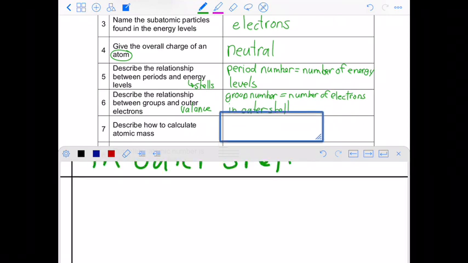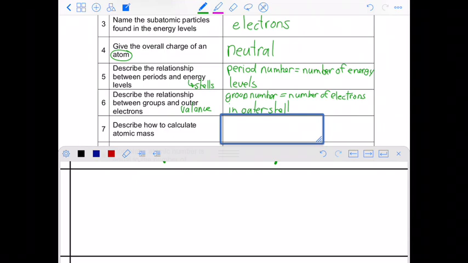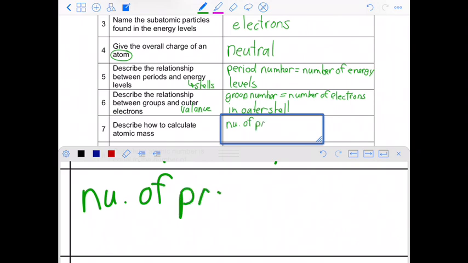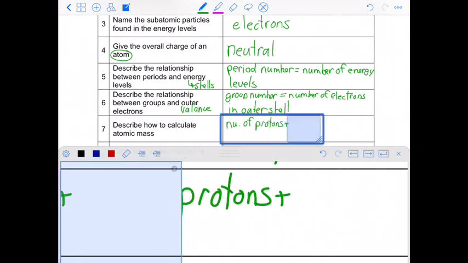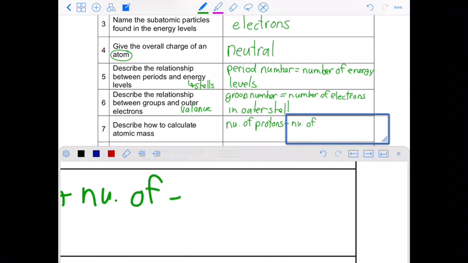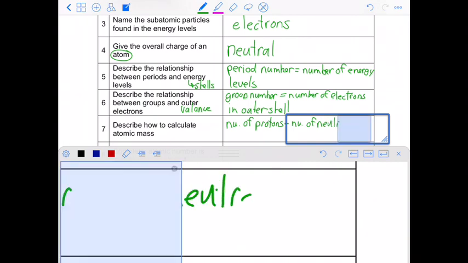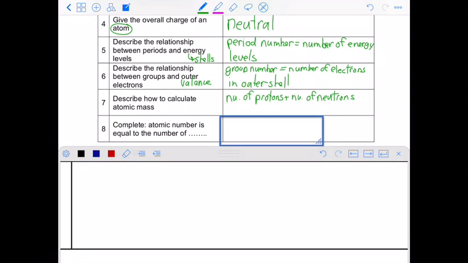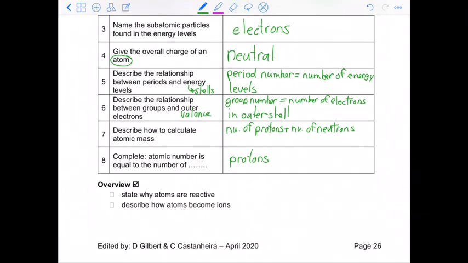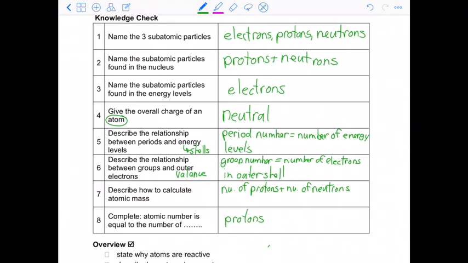How to calculate the atomic mass, or the mass number of an atom. We have our number of protons plus the number of neutrons. The atomic number is equal to the number of protons for the last one. So make sure you have all of those correct answers written in on your paper or in your booklet, wherever you're doing it, and then we'll move on to the lesson itself.